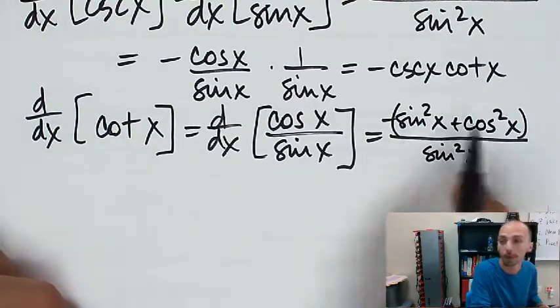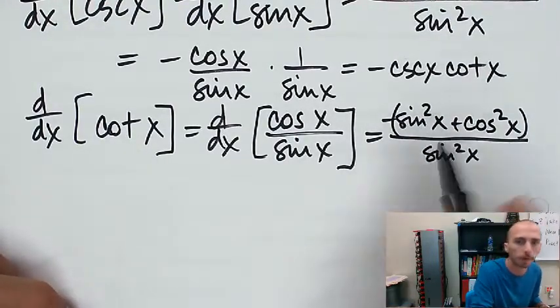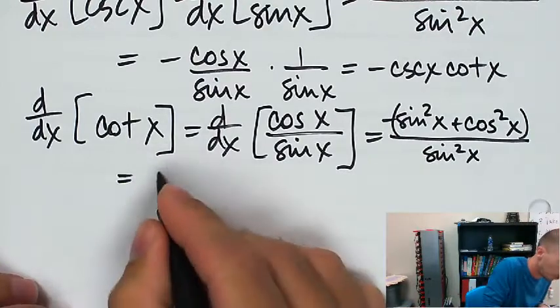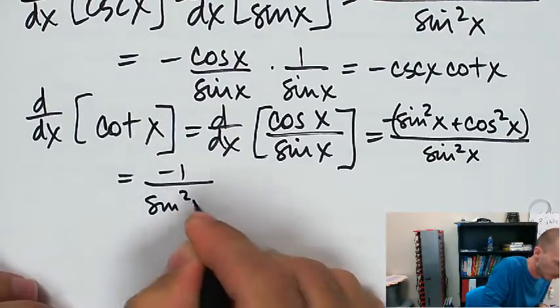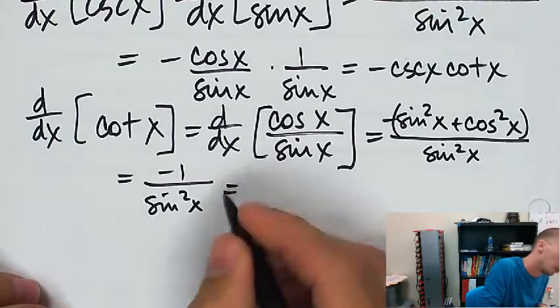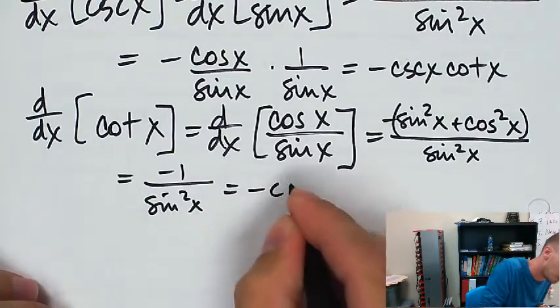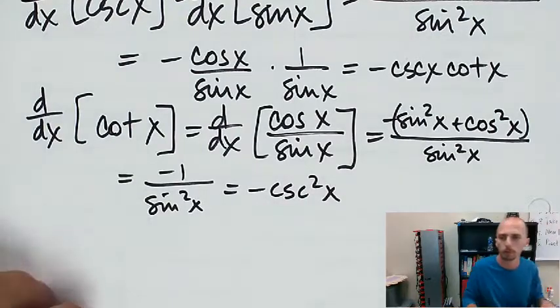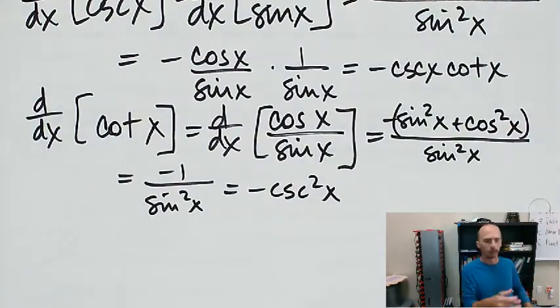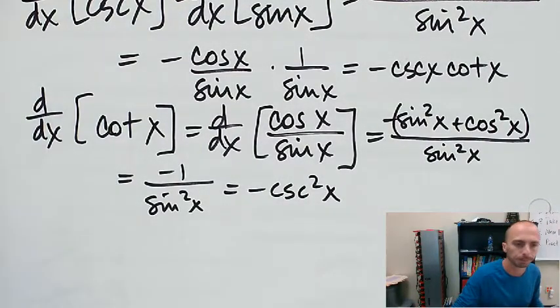Okay. Well, I could just factor out the negative, and that would become a positive. And so I'll have sine squared plus cosine squared. I know that's 1. Negative 1 over sine squared. That's going to be negative cosecant squared x. I don't know why I was tripping up over that. But yeah, that's the derivative of cotangent.